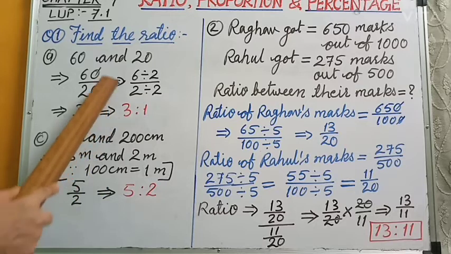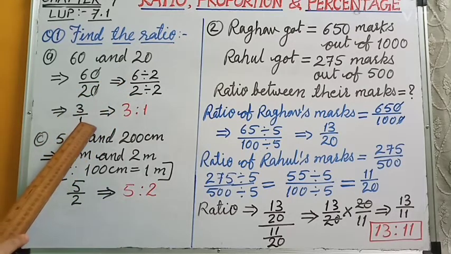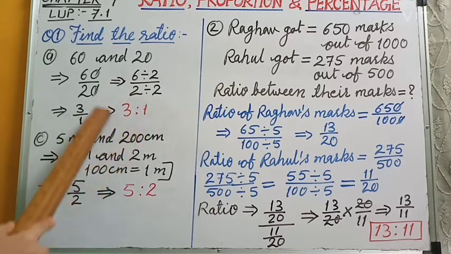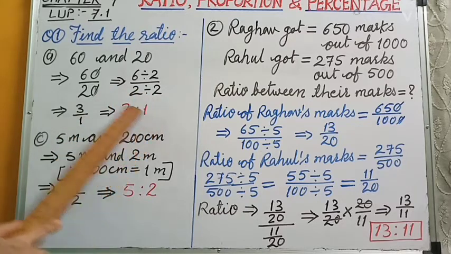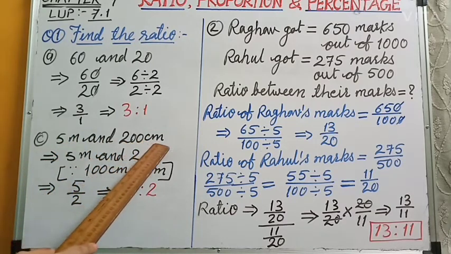Okay, so 6 by 2 can be simplified as 3 by 1. So this is the simplest form. We can write 3:1. The second question is 5 meter and 200 centimeter.